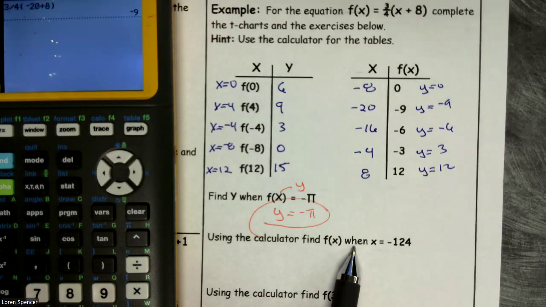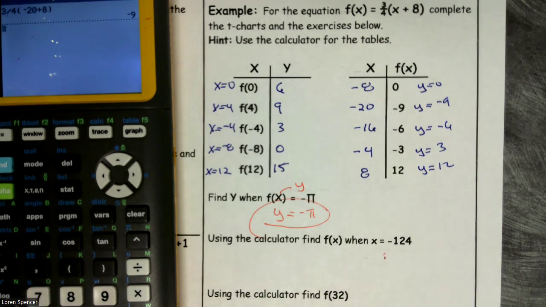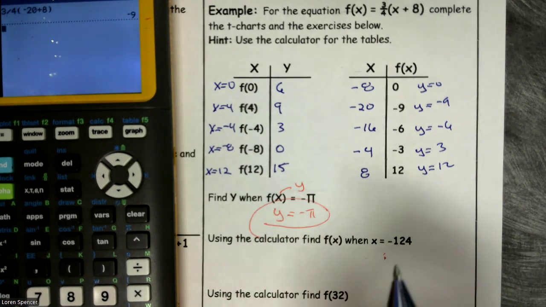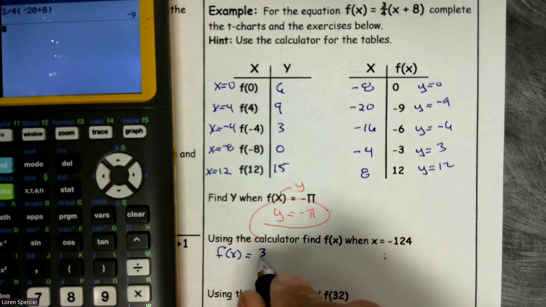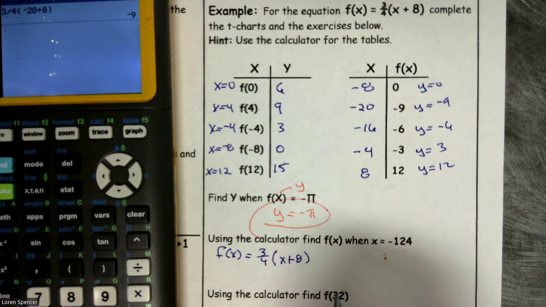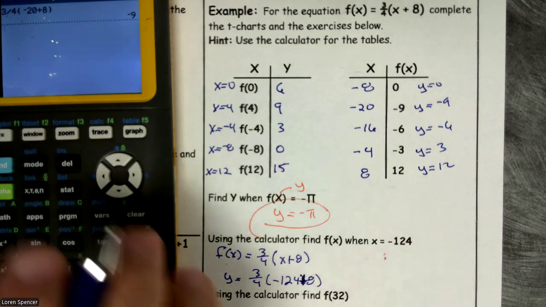Use the calculator and find f of x when x equals negative 124. Okay, so using our calculator, we have f of x equals 3/4 x plus 8. That's our equation. Remember, this is y. So y equals 3/4 times negative 124, plus 8. Close those parentheses.